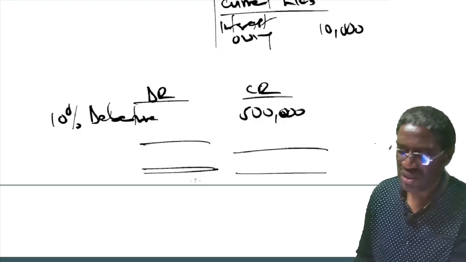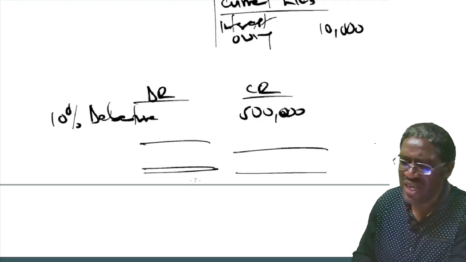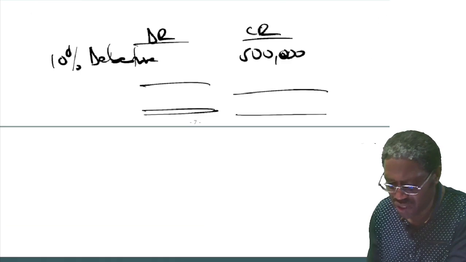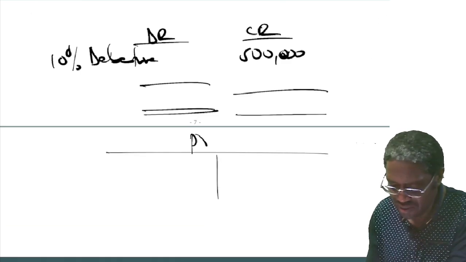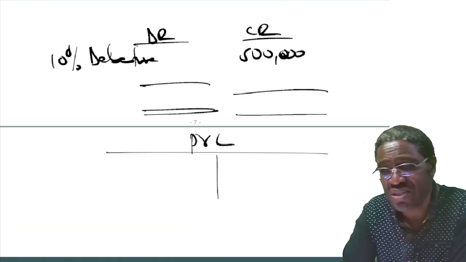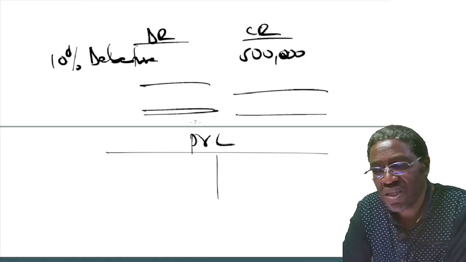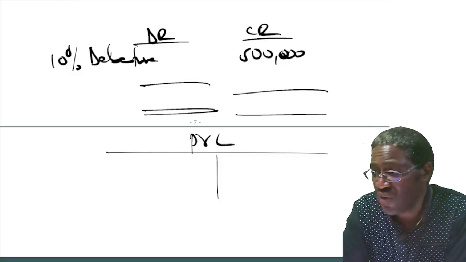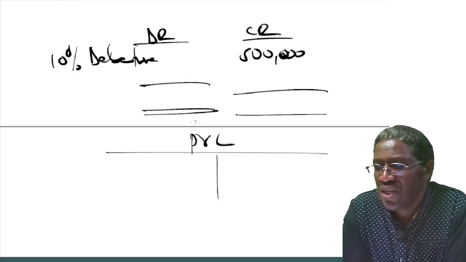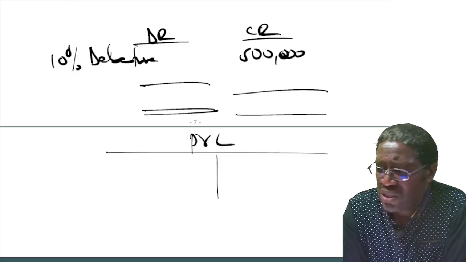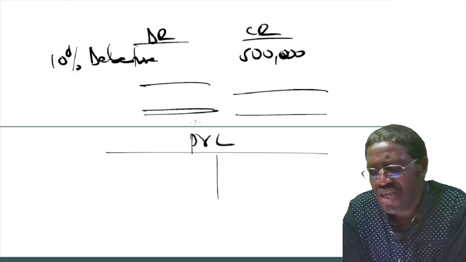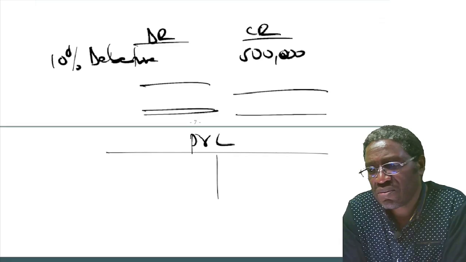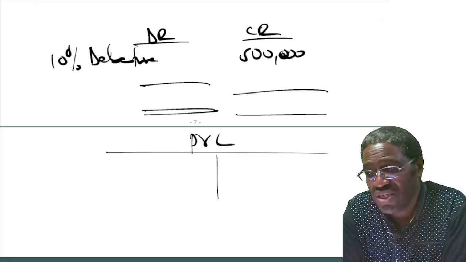The question is, when you are preparing the income statement or the profit and loss account for this company, will you still charge interest? You are given a trial balance of that nature, 10% debentures amounting to 500, and you are told to prepare an income statement for this company. Will you still charge interest? Yes or no? In the income statement, will you still charge interest?